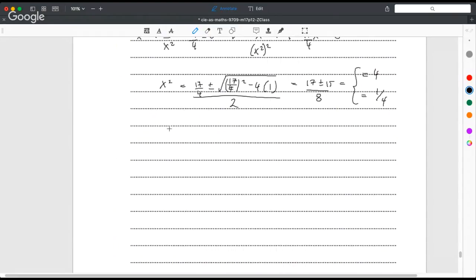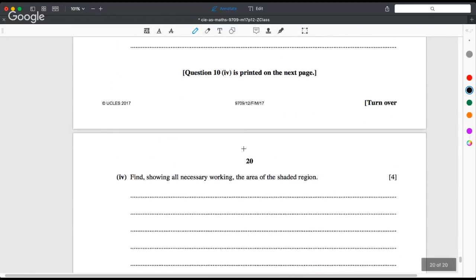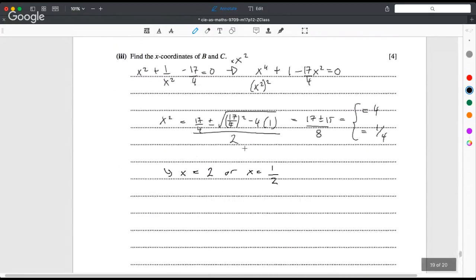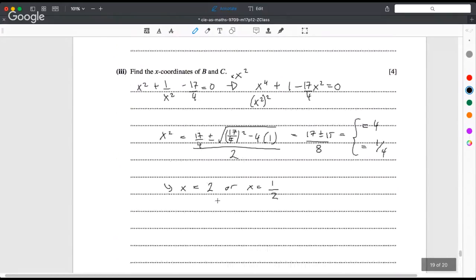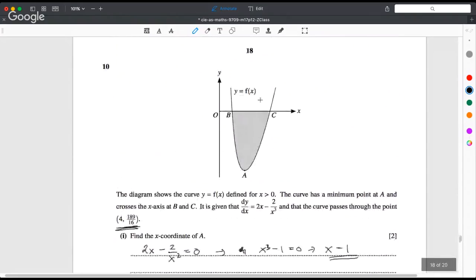Now, if we then want to solve for x, it's pretty easy. We get x is either equal to the square root of 4, which is 2, or x is equal to 1/2. And we can take the positive roots here, just to clarify, because we can see from the graph that x is greater than 0.